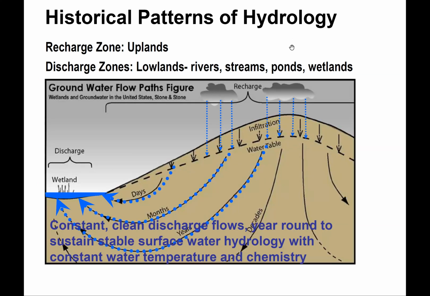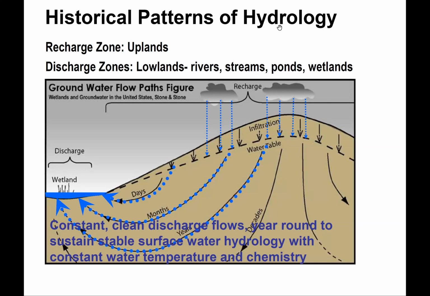So I wanted to point out, there are two slides here. This first slide is a historical pattern of hydrology in the Midwest. And generally, water would fall on the surface of the earth, percolate through the ground, pass through the soil, sometimes in days, sometimes in months, sometimes in years, but it would emerge in the low areas in a constant and clean discharge. So that's what wetlands used to be.